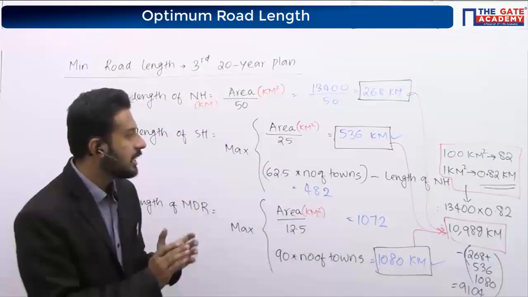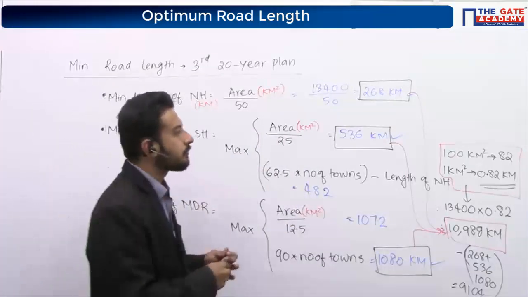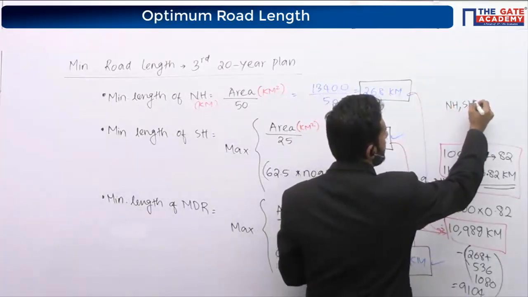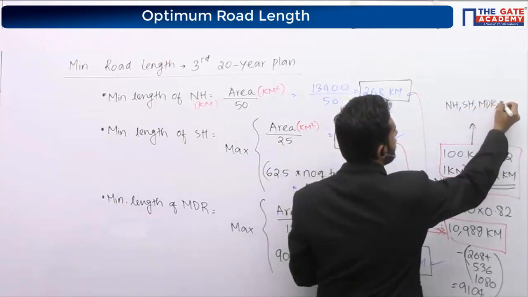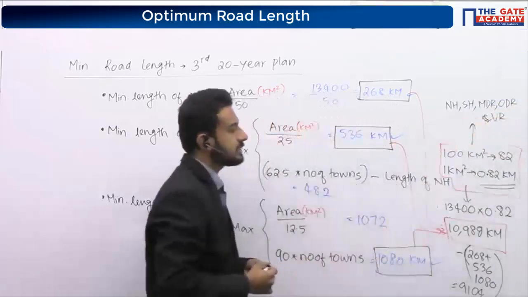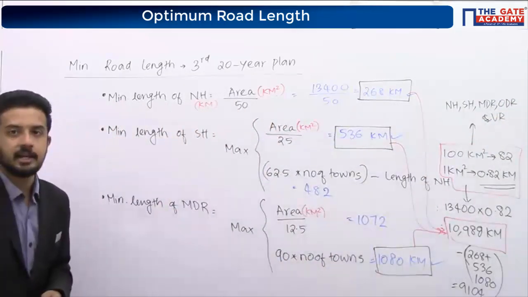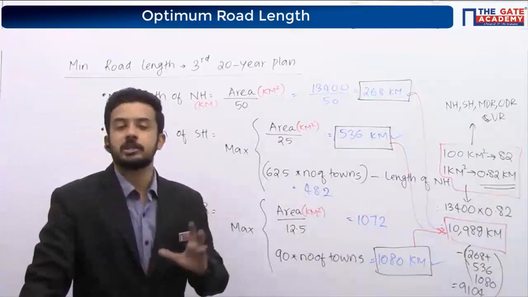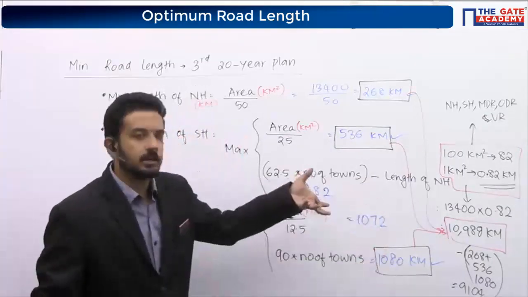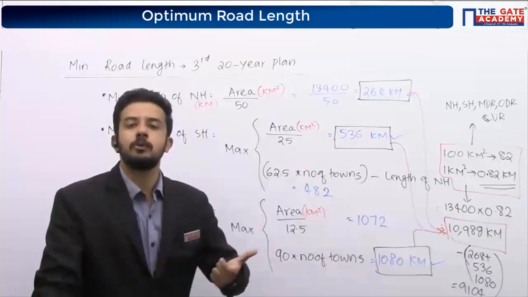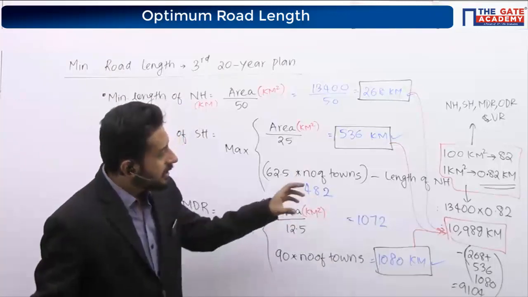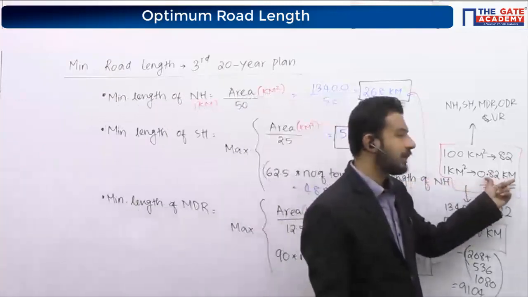That's it. The total road length is nothing but national highway, state highway, major district road, other district road, and village road. In this 10,988, there is no length of expressway. Expressway is something other than this category. Now, if it is possible, we will make it. If it is not possible, we will not. That's it. So for 1 kilometer square, this much.